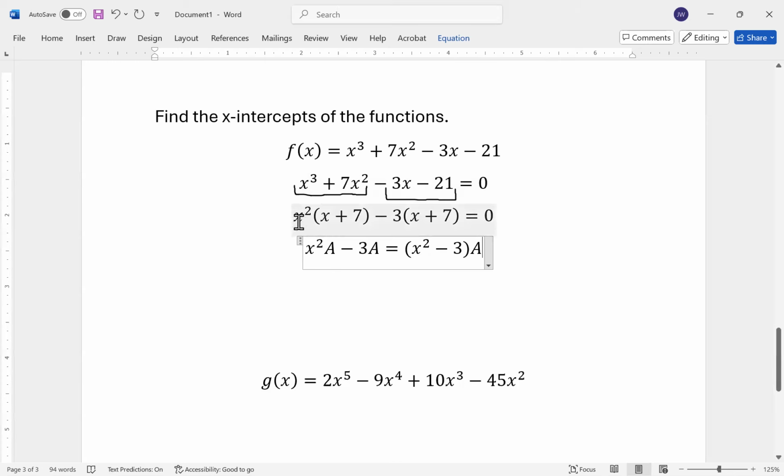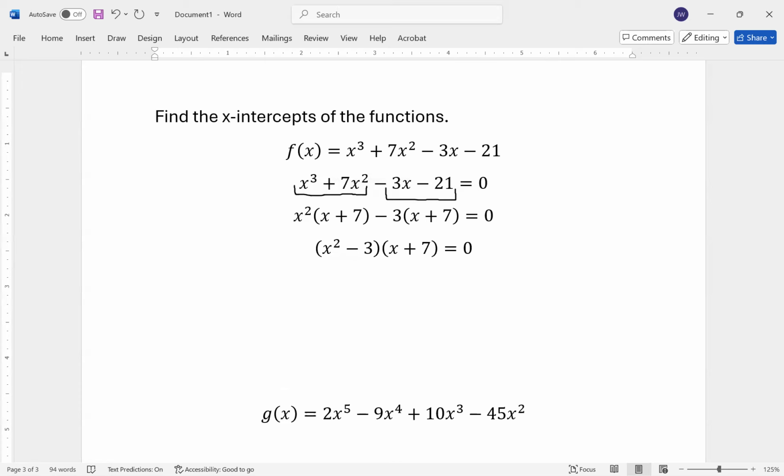So this entire expression can be rewritten as x squared minus 3 multiplied times the quantity x plus 7. The right-hand side stays equal to 0. And now I can solve this. If I wanted to try to factor this quadratic, I could, but I think it's easier just to solve and say x squared minus 3 is equal to 0, or x plus 7 is equal to 0.